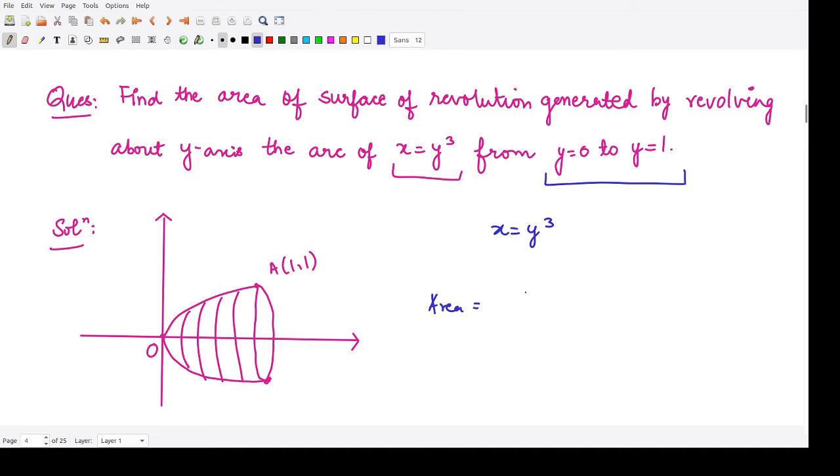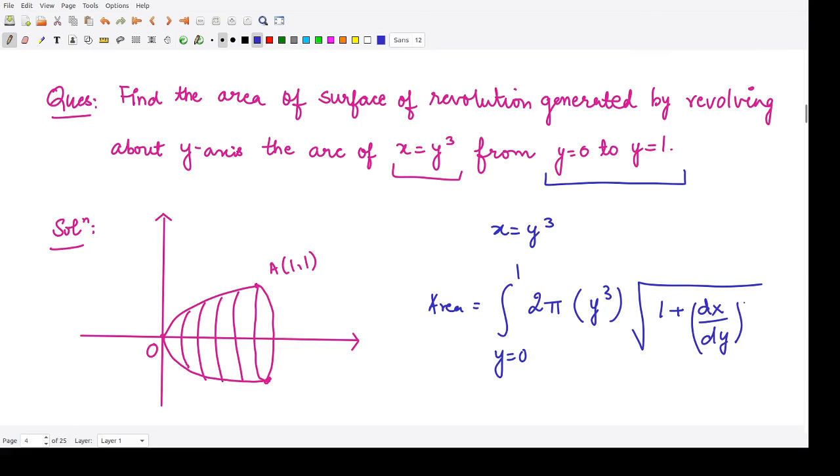The surface area would be calculated by performing integration over the limits of y, which are given to be from 0 to 1. So integration where y varies from 0 to 1, and the formula is we have 2 pi and the value of x. What is the value of x here? x is given to be y cube, and then we have square root of 1 plus dx by dy whole square, and integration is being performed with respect to y. So this is what we have to do.